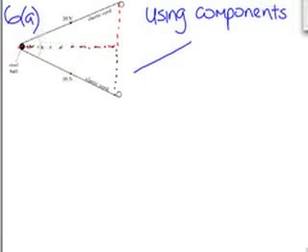Let's look at the top triangle first. So I have my force vector, its magnitude is 30 newtons. And I can show X and Y components of this vector, and we'll call these components Fy and Fx.